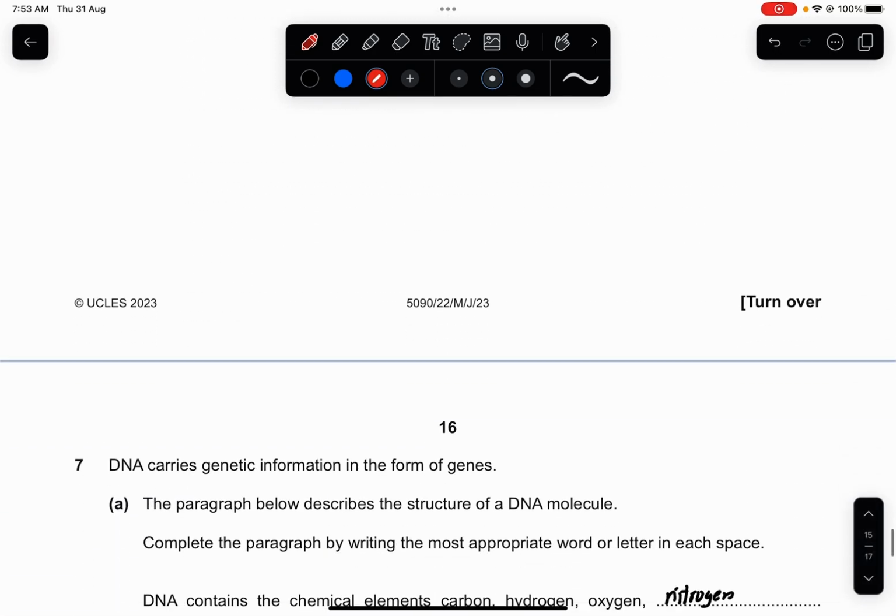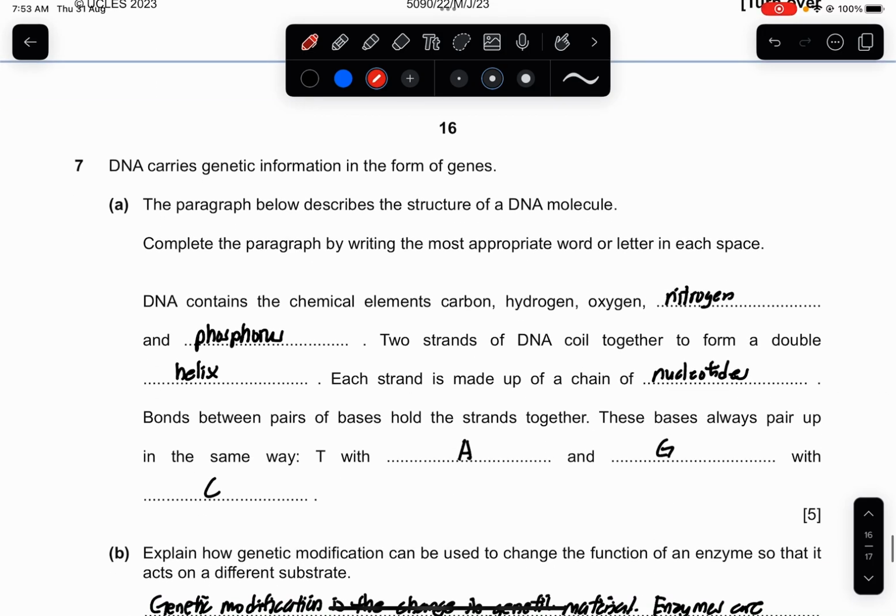Okay. Question 7. DNA carries genetic information in the form of genes. Part A. The paragraph below describes the structure of a DNA molecule. DNA contains the chemical elements carbon, hydrogen, oxygen, nitrogen, and phosphorus. Two strands of DNA coiled together to form a double helix. Each strand is made up of a chain of nucleotides. Bonds between pairs of bases hold the strands together. These bases always pair up in the same way, T with A and G with C.